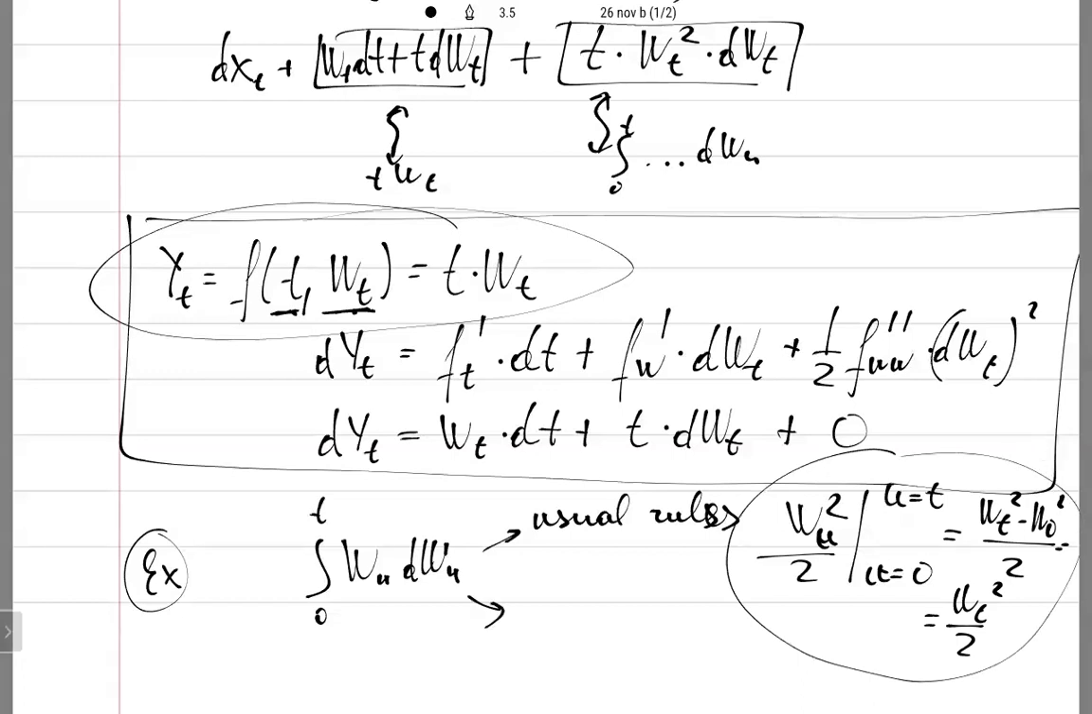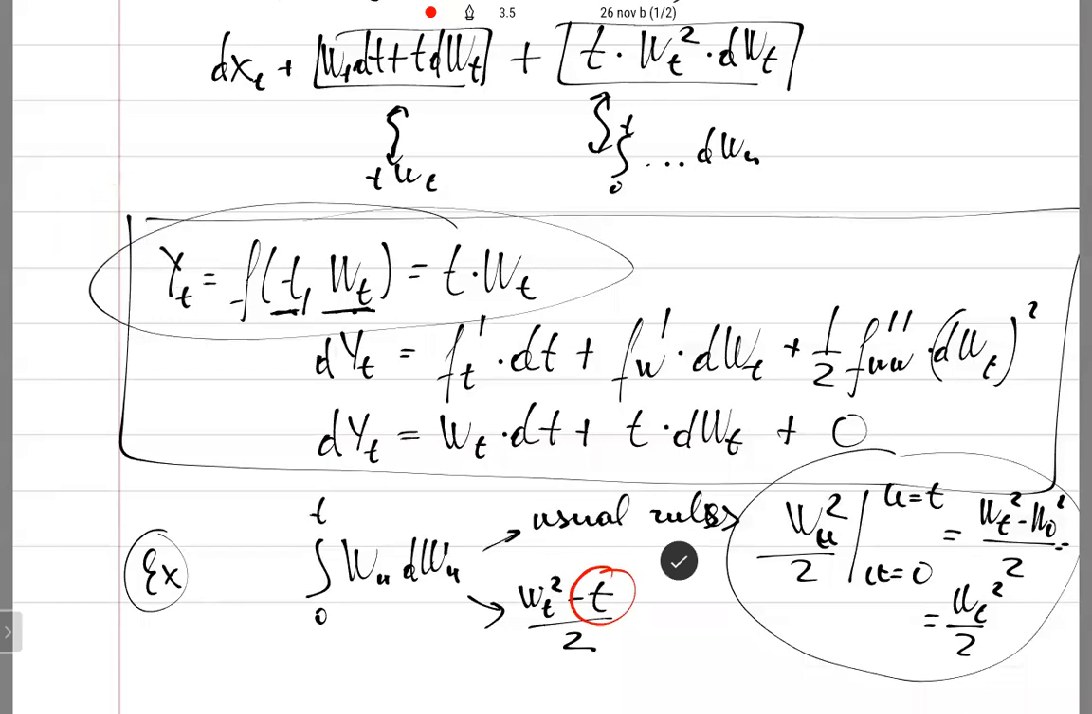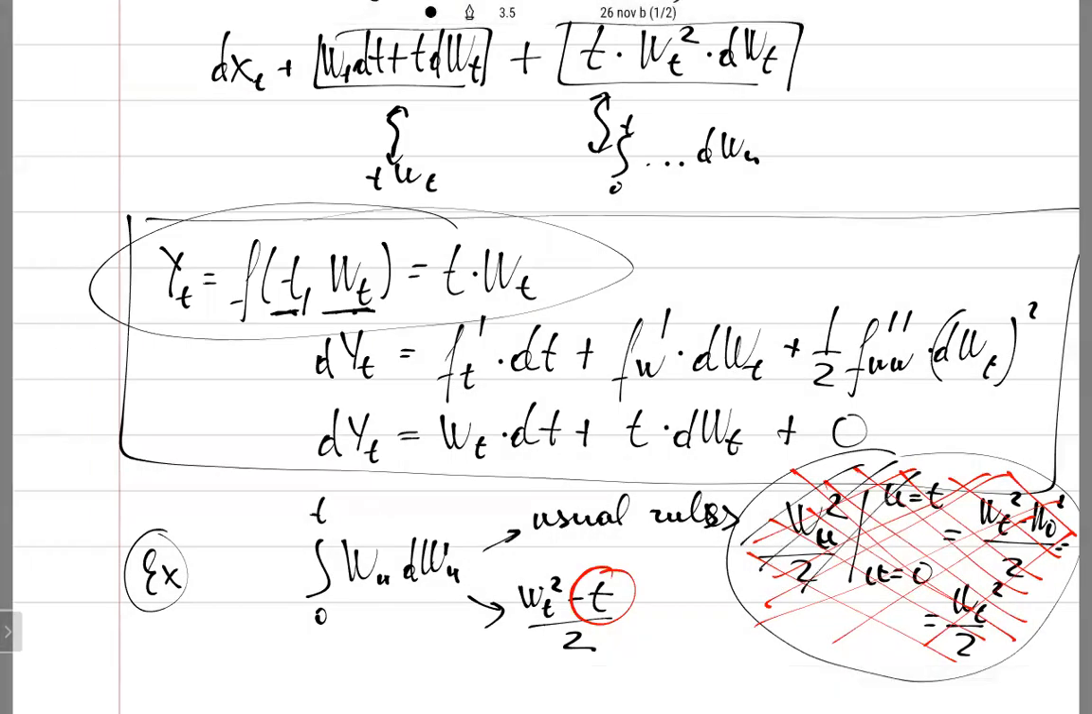But we have proven by taking an honest L2 limit that it will be equal to (W_t squared minus t) over 2. That's a very strange correction term, which says that usual rules do not apply when you do stochastic integration. So usual rules, we cannot use them. Okay, thank you. So then how to do a stochastic integral?